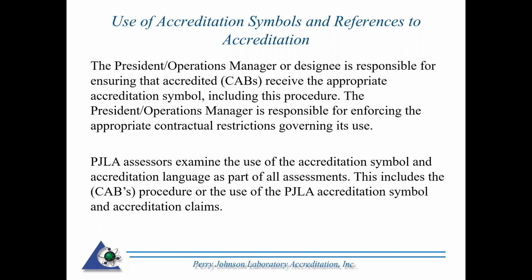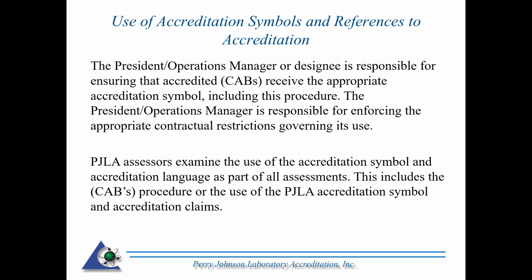So under SOP3, some of the items that are captured is that the president or operations manager or designee is responsible for ensuring that accredited CABs receive the appropriate accreditation symbols, including this procedure, which is SOP3. The president or operations manager is responsible for enforcing the appropriate contractual restrictions governing its use.